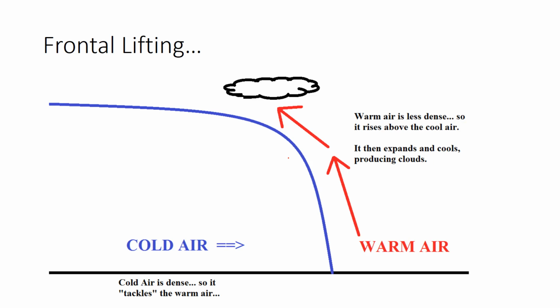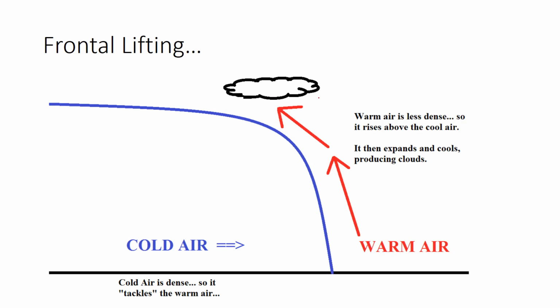So a front is actually a boundary between 2 air masses. You have warm air that's being pushed away, cold air that's advancing, in the case of a cold front. And each of these air masses has different densities. Warm air is very light. Cold air is very dense. And so in the event of frontal lifting, the warm air, whether it's a warm front or a cold front, ends up rising up and over the cold air.